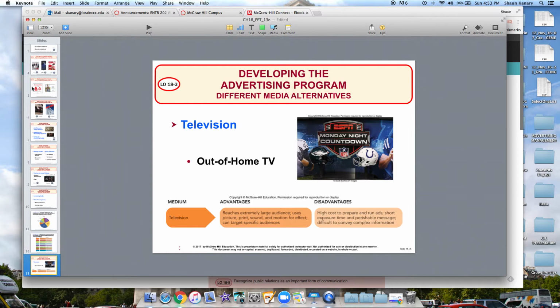However, some of the disadvantages to this form of advertising is that it's a very high cost to prepare and run ads. Short exposure times, either 15 or 30 seconds, and it's a perishable message that usually runs out, and it's difficult to convey complex information. So if you have a very complex product, sometimes it's hard to convey your information in that 15 to 30 second time frame.